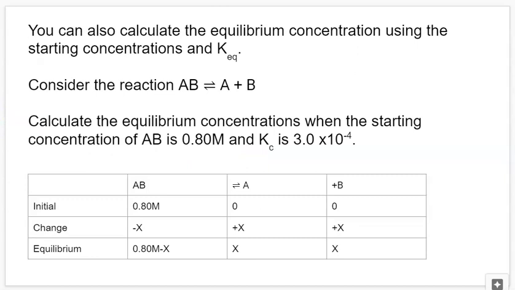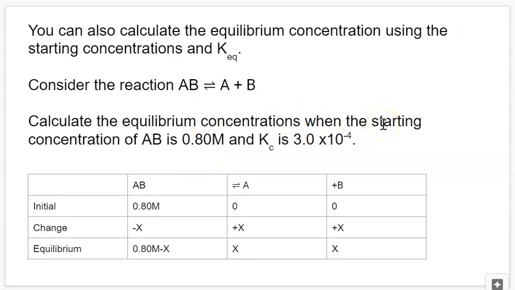Now, say we want to calculate the equilibrium concentrations of all of the substances using just the starting concentrations and the equilibrium constant. And this time, let's consider the reaction of AB in equilibrium with A plus B. And we're going to calculate the equilibrium concentrations when the starting concentration of AB is 0.8 molar and the equilibrium constant is 3.0 times 10 to the negative 14. So all we know this time is the starting concentration of the reactant and the constant.